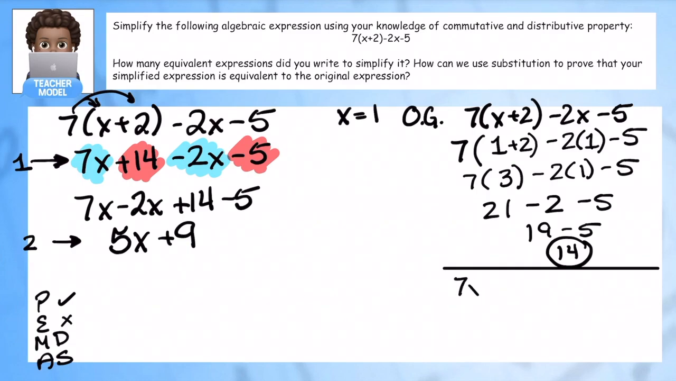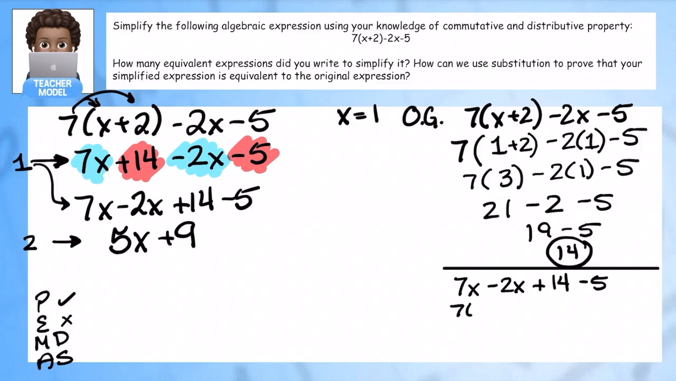So 7x minus 2x plus 14 minus 5. And notice that these two are exactly the same. I've just moved terms around, but they're the same terms. So I'm just going to use this one here.